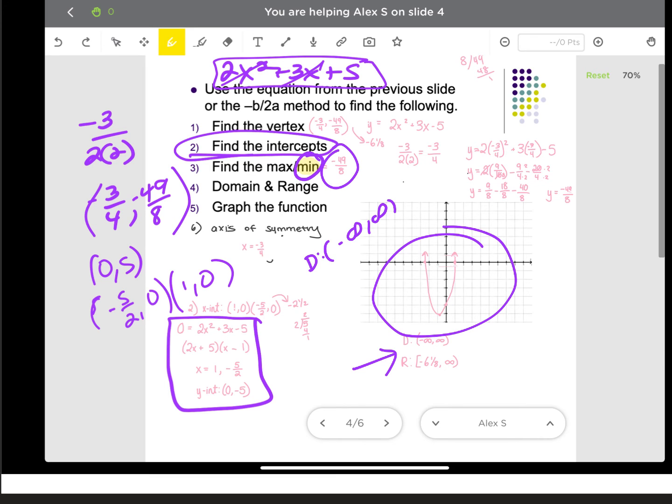And then your axis of symmetry is x equals h. Our h is -3/4, so it's x equals -3/4.